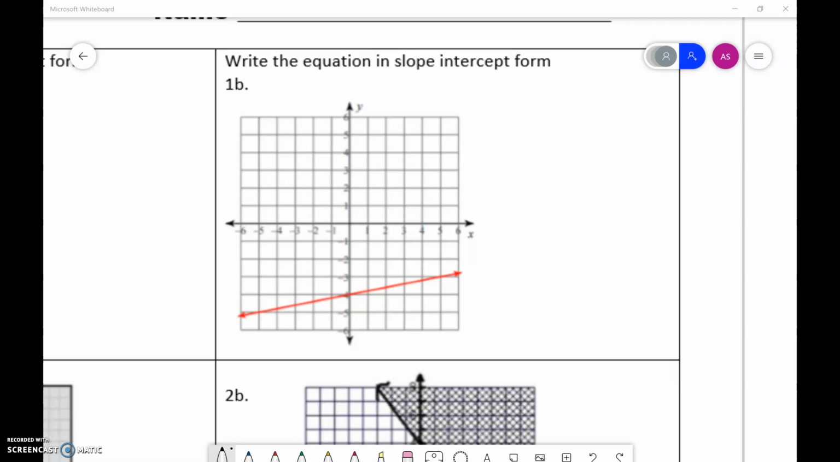All right, guys, let's go ahead and get started with the Unit 4 test review. This is Part B. Okay, so they want us to write an equation in slope-intercept form, which we know is our y = mx + b.